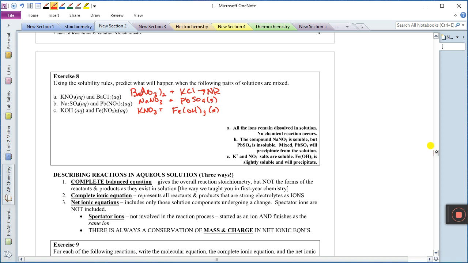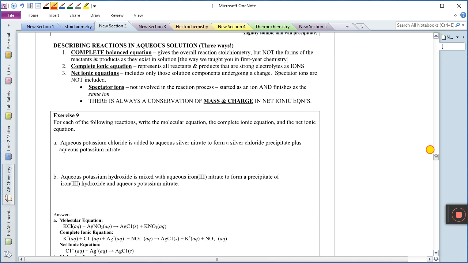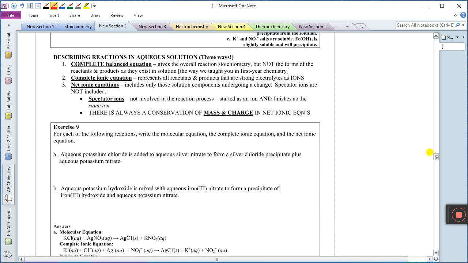I touched on this very, very briefly last year. I'm planning on doing a little bit more in pre-AP this year. Complete ionic versus net ionic. The nice thing is it will almost never make you write complete ionic because they're kind of a pain. Complete ionic are mostly there to help you write net ionic. And unfortunately, I don't have room to write half of this.